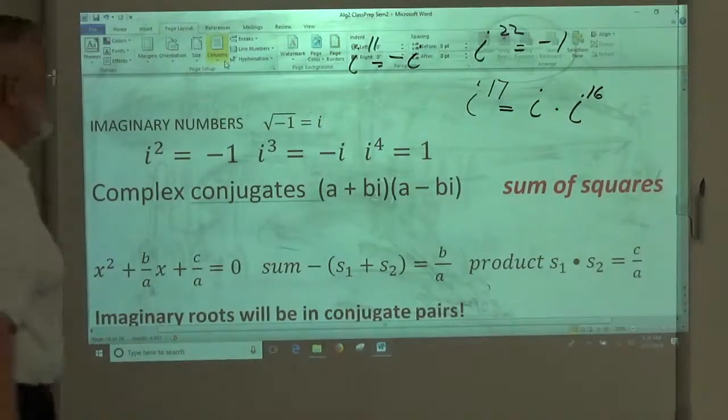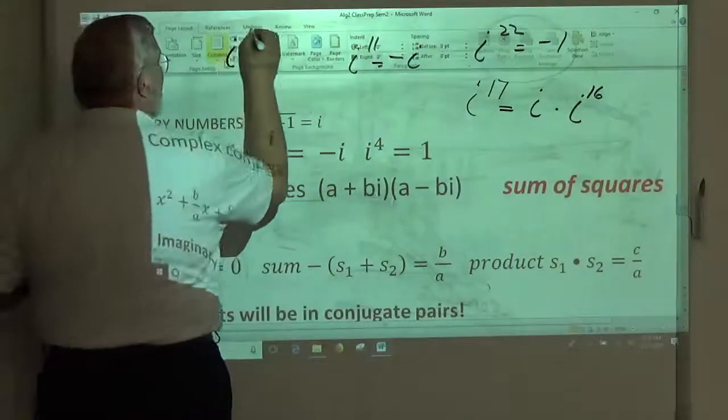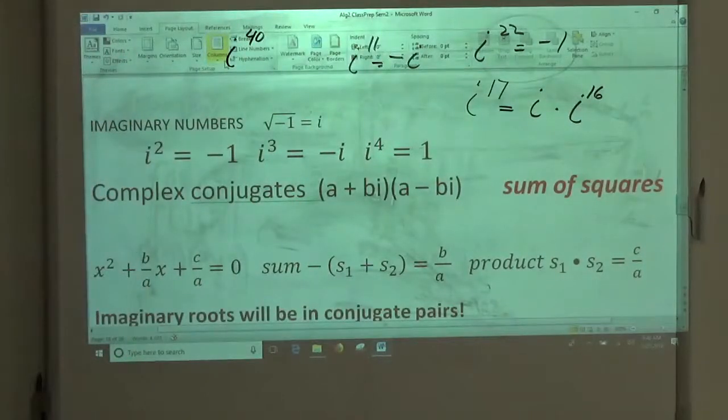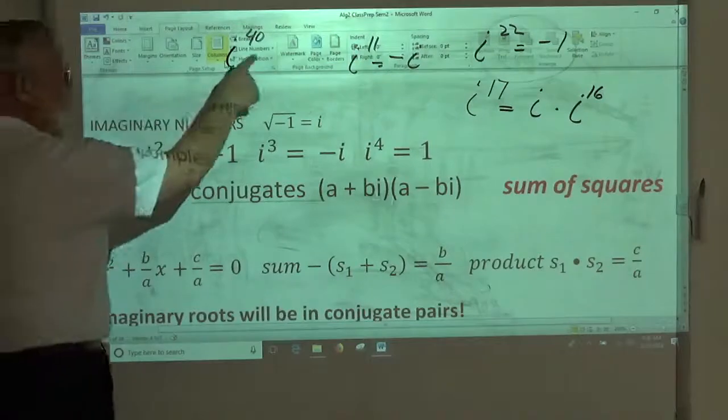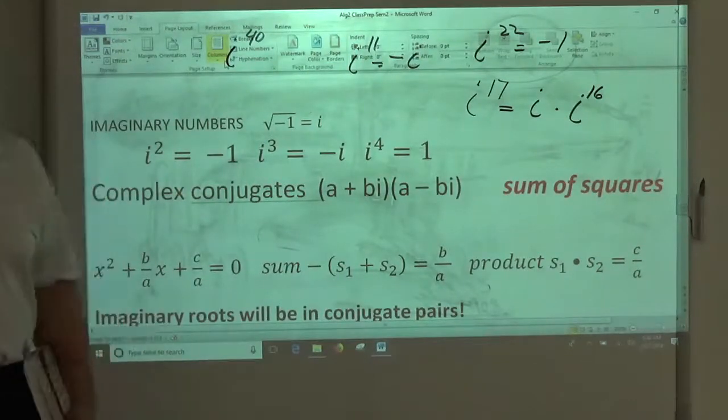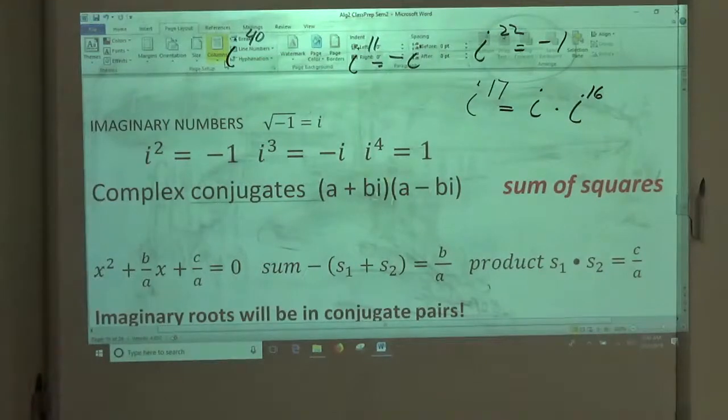And then the easy one. i to the 40. What's the remainder? 0. So the answer is 1, because any group of 4 makes 1. Yeah, that's a test problem. Hard or easy? Easy. If you can't divide it, it's really tough.